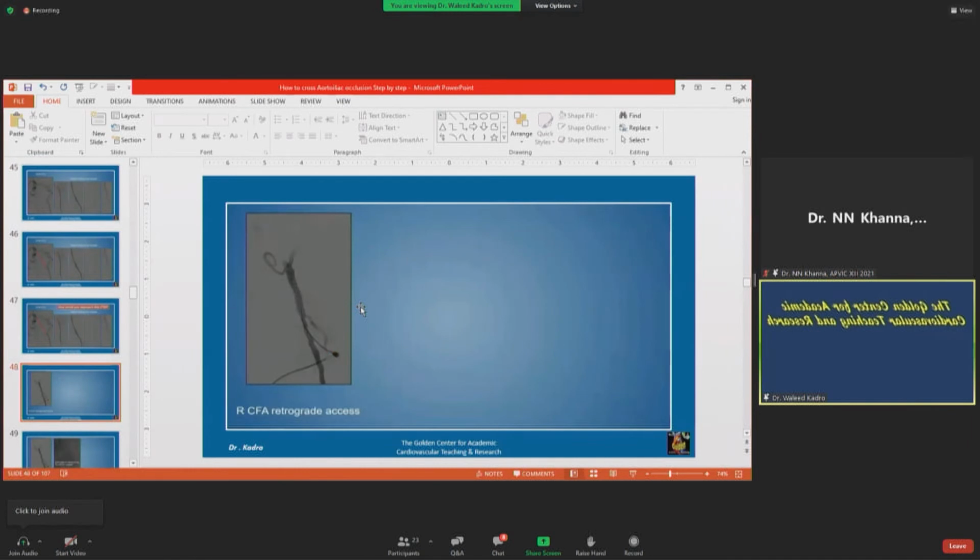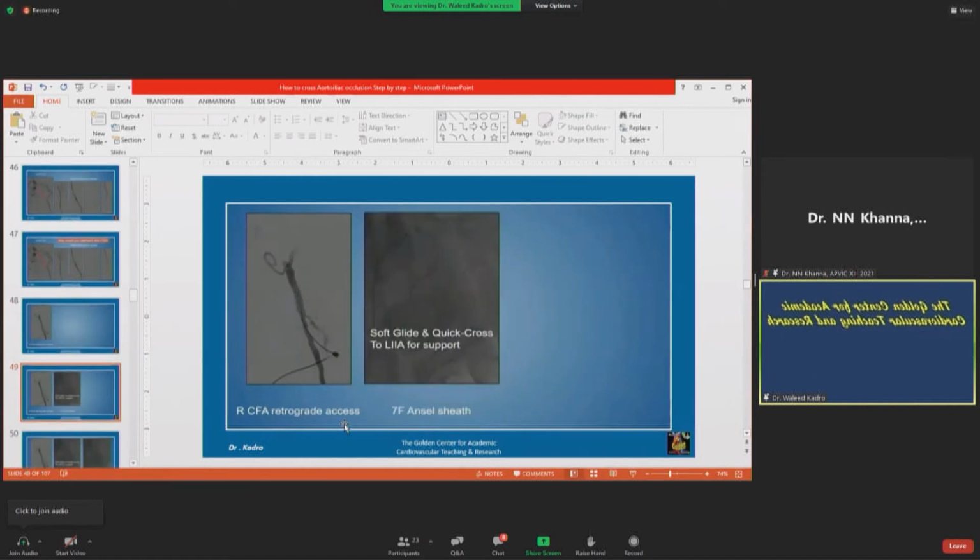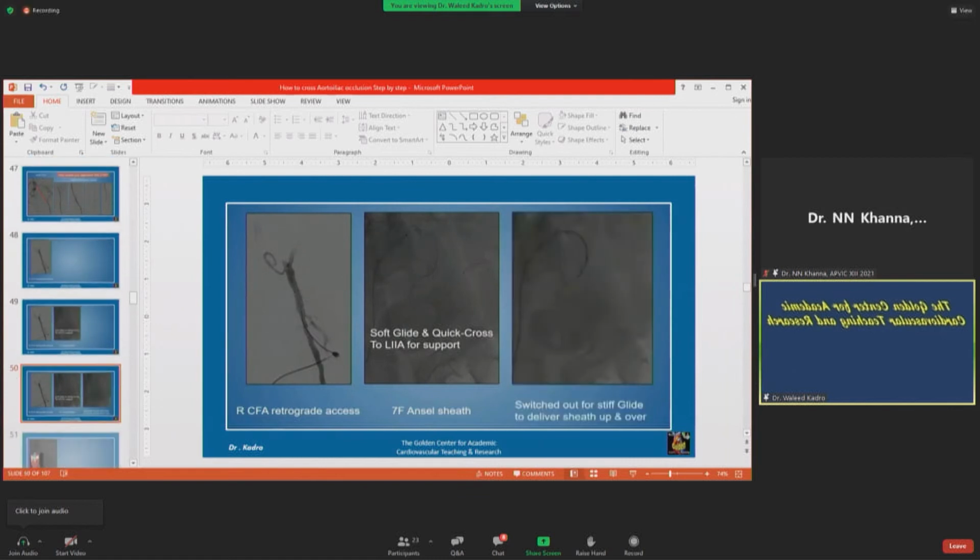So under ultrasound guidance, we put access in the right common femoral artery. So that's from the contralateral side. And then we used a soft glide wire and put the glide wire and went into the internal iliac artery on the left side. And with that support, because the wire is in the left internal, we were able to put crossover sheaths.